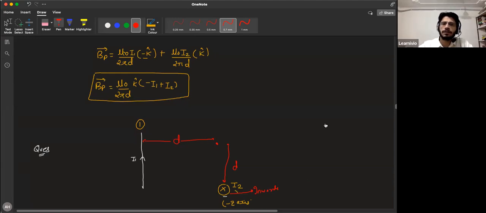When you write answer, don't write mu naught. Write your answer in chat room. Don't write 4 pi. Write rest of the terms.